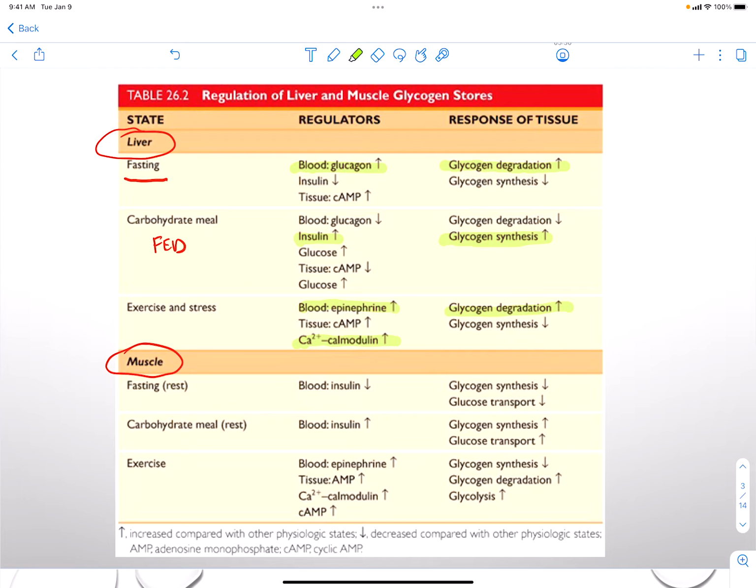Now, when we go to the muscle cell, as you see, we don't have any glucagon signaling, but as your blood insulin levels drop, you see that you have a decrease in glycogen synthesis, but there is no degradation of your actual glycogen. During a fed state, when insulin rises, you have your synthesis increasing, and during exercise, when you have epinephrine or calcium calmodulin or AMP, then glycogen degradation is going to be turned on.